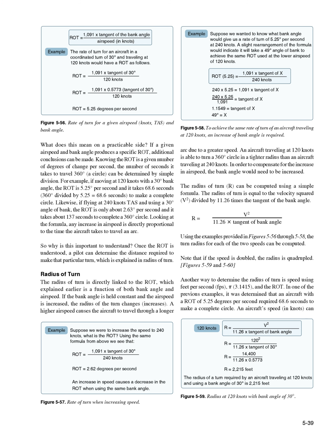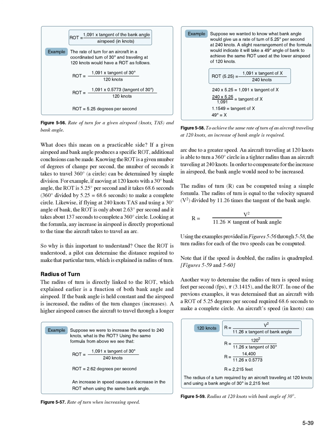An aircraft traveling at 120 knots is able to turn a 360 degree circle in a tighter radius than an aircraft traveling at 240 knots. In order to compensate for the increase in airspeed, the bank angle would need to be increased. The radius of turn, R, can be computed using a simple formula. The radius of turn is equal to the velocity squared, V², divided by 11.26 times the tangent of the bank angle. R equals V² over 11.26 times tangent of bank angle. Using the examples provided in Figures 5-56 through 5-58, the turn radius for each of the two speeds can be computed. Note that if the speed is doubled, the radius is quadrupled.